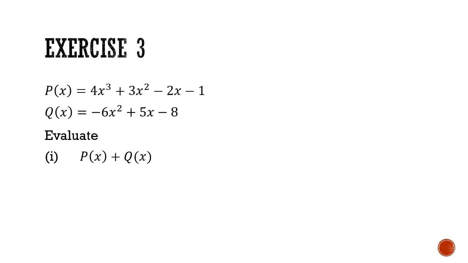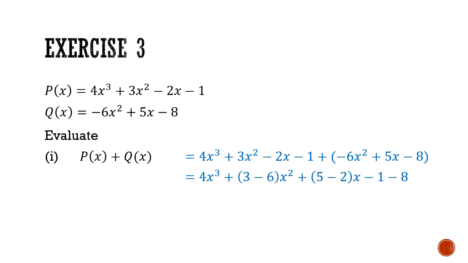Let's go through the answer. So p(x) plus q(x) is as follows. First, let's look at the cubic terms. So we have 4x cubed. Well, 4x cubed has no other cubic like terms to add together, so it's done.